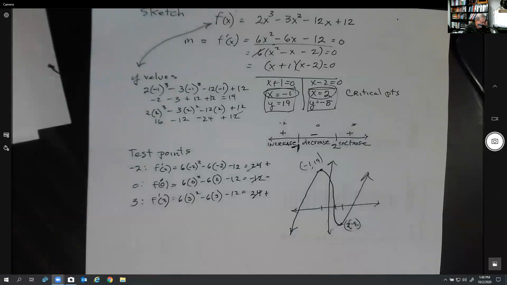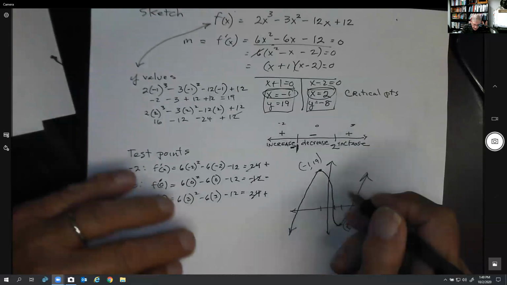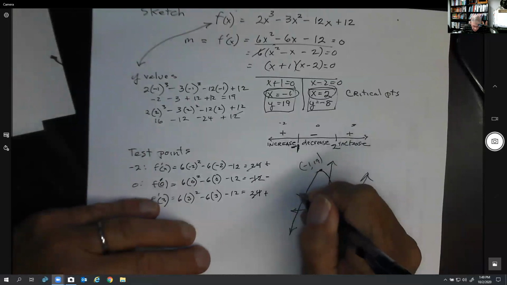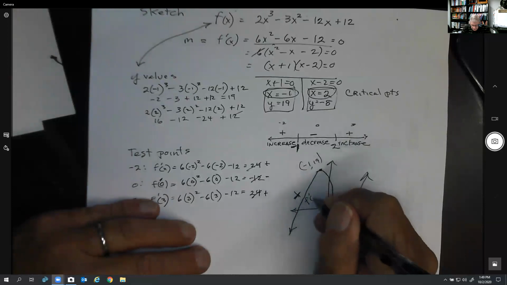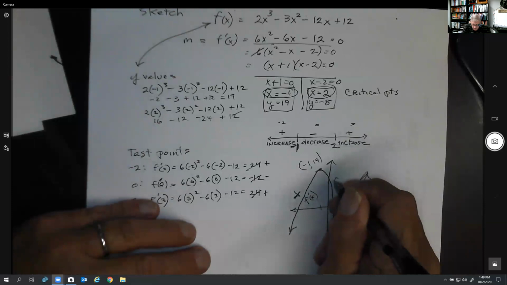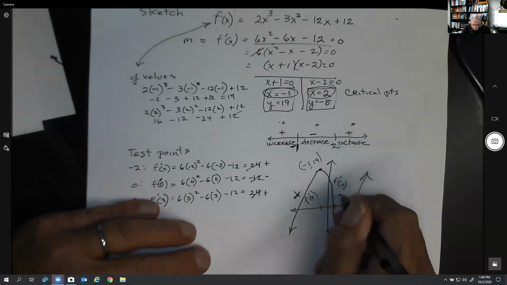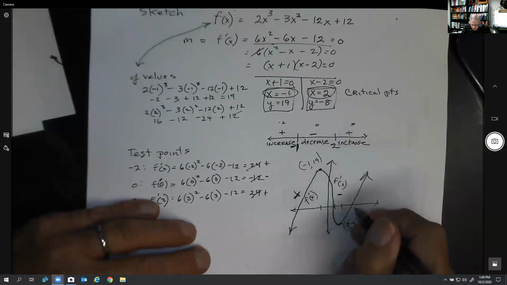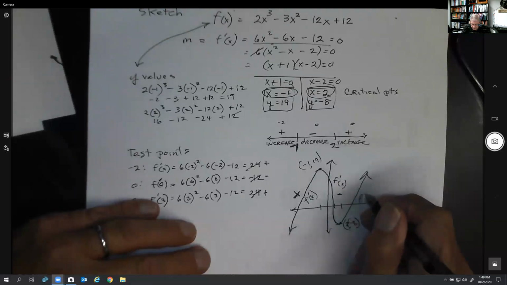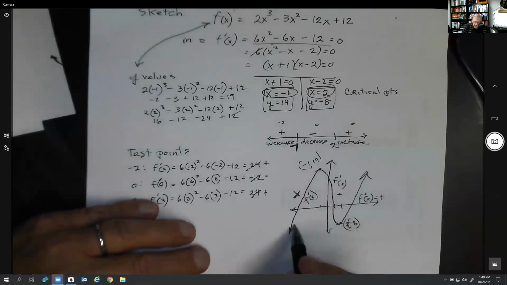So this is not as good as the one in the book, but it gives me an idea of what's happening here. Here it was positive, it was increasing, the first derivative was increasing over this interval. It was decreasing here. It was negative. And then finally over here, it's increasing again. So increase, decrease, increase.